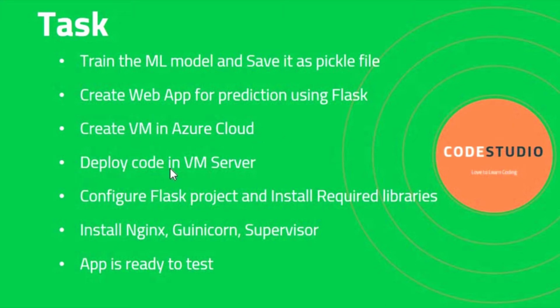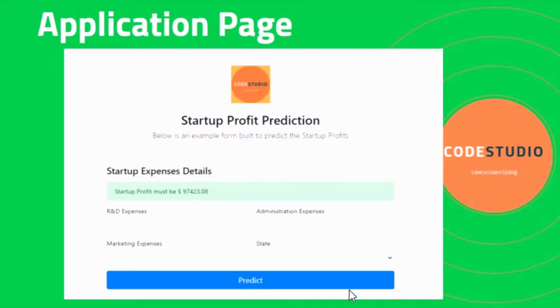Then we will deploy our code, that is the machine learning project code, into the VM server using WinSCP or third-party tools. And then we'll configure the Flask project and install all the required Python libraries to run our application. And then after we will install the Nginx web server, Gunicorn, and Supervisor to run our Flask project. Once we are done with the deployment, this will be the final application, which will look like this.